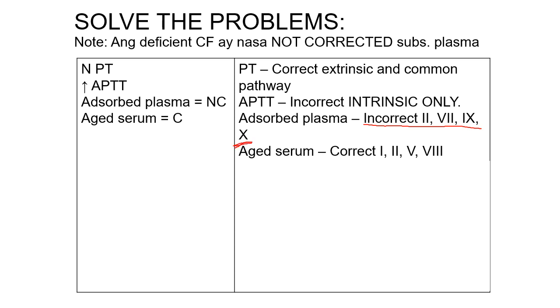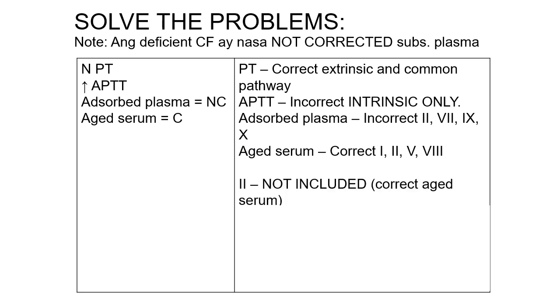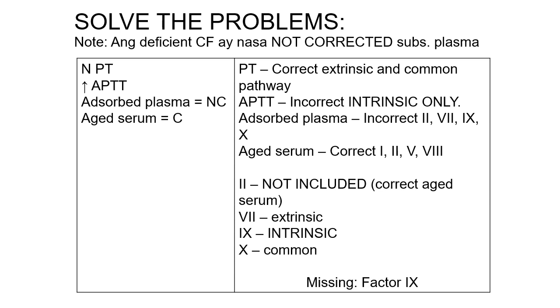So alin dito ang intrinsic pathway? 2 is not included again kasi yung H serum natin, corrected daw si 2. So, tanggal na natin yung possibility ng 2. 7 is extrinsic. 9 is intrinsic. 10 is common. The final answer would be clotting factor 9.